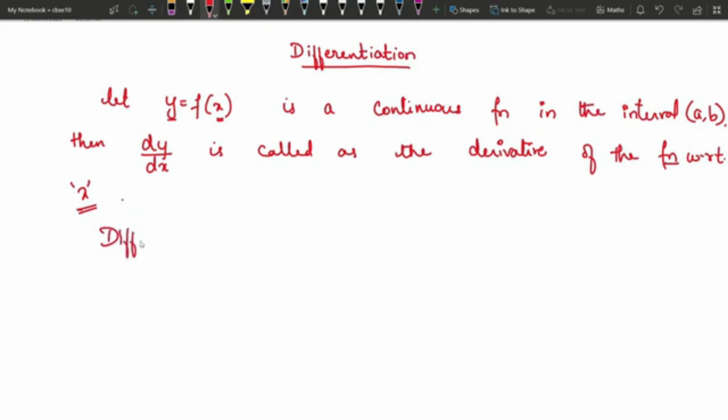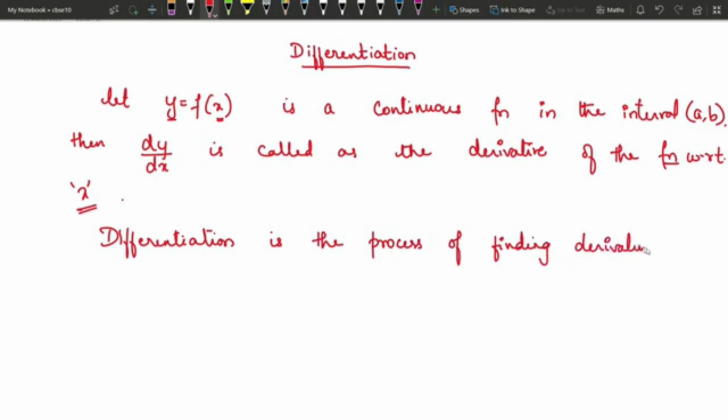So what is differentiation? It is the process of getting the derivative, the process of finding the derivative mentioned earlier. Understand, the process is called differentiation. The end product, or the final answer, is called the derivative.